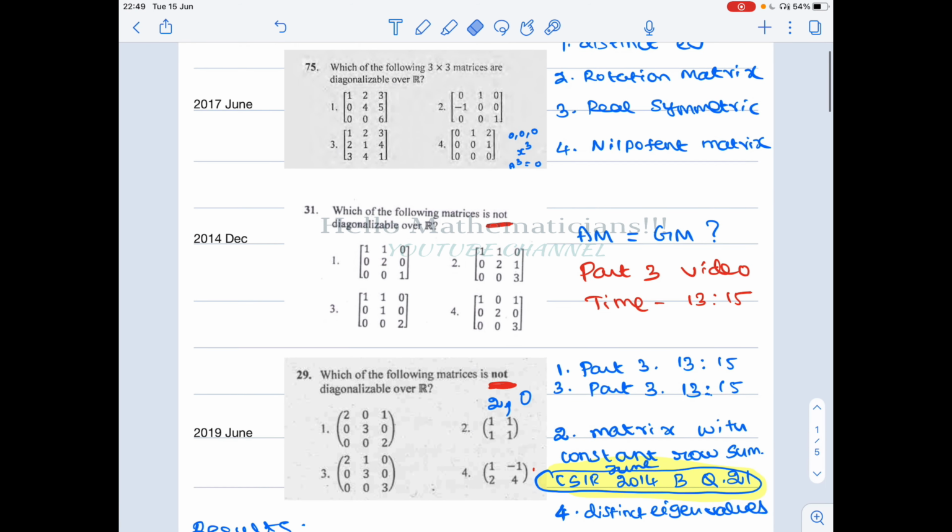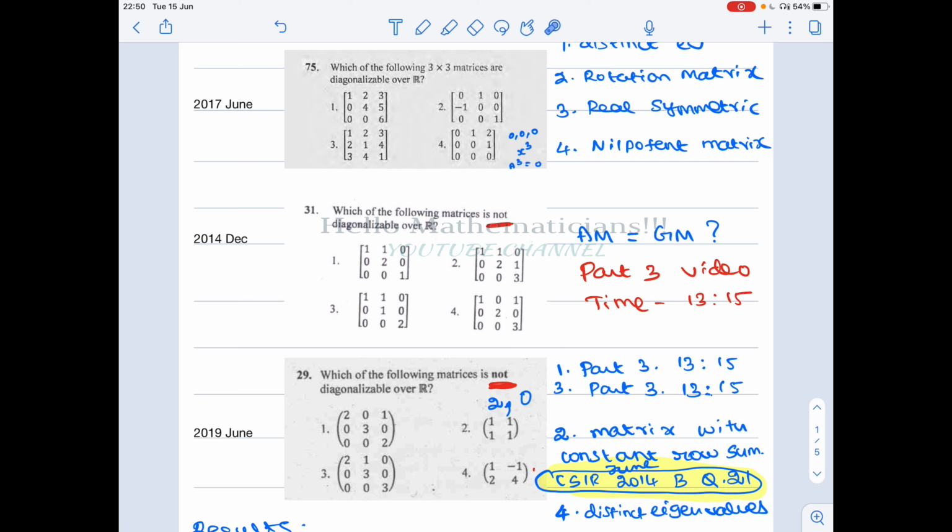Let me zoom out a little bit. You see these three problems. This was asked in 2017 June, 2014 December, 2019 June. There is some kind of repetition, even though the matrices given are different. They require a very common idea. That is why I have given these three problems together. We'll see how we can solve these problems.